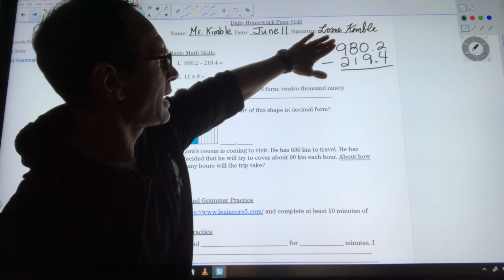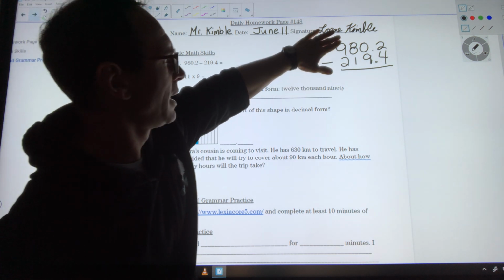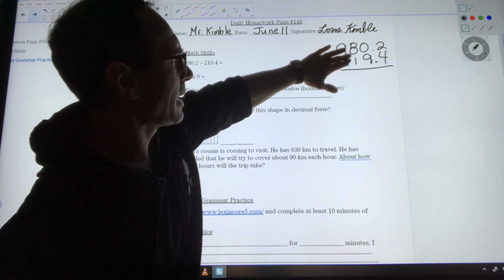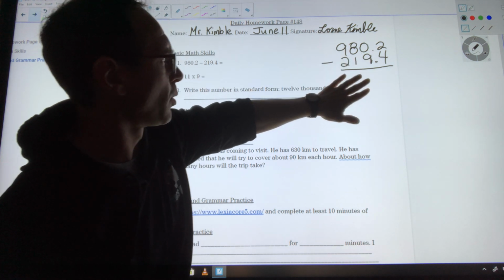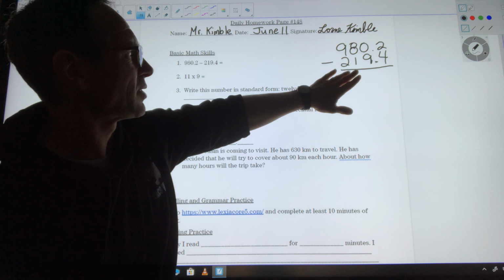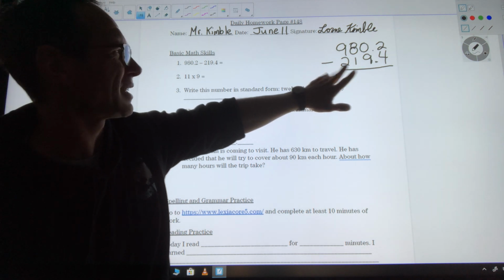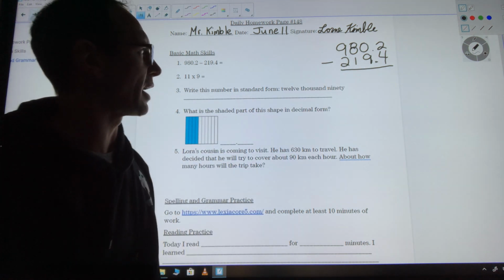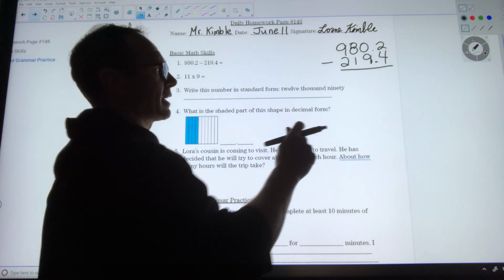I can see that 900 minus 200 is 700, and I've got 80 minus 10 here, but there's going to be a bit of borrowing, so I think it's going to be around 60, that last part. So I'm going to say 760 would be a good estimate for my question. Now let's find the exact answer.